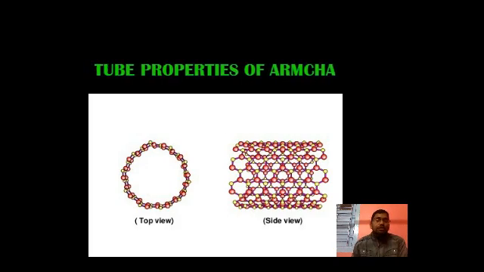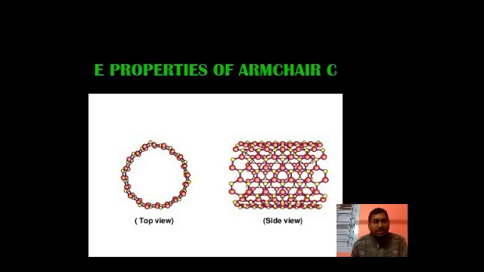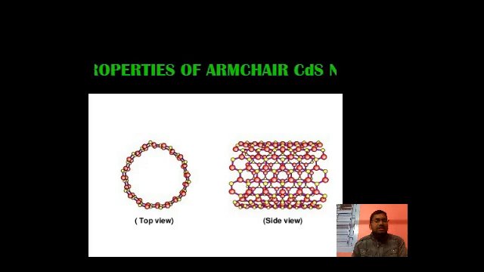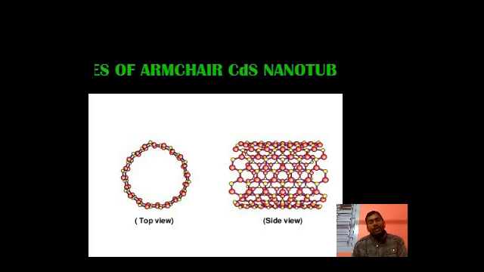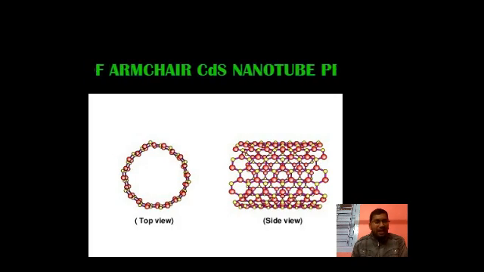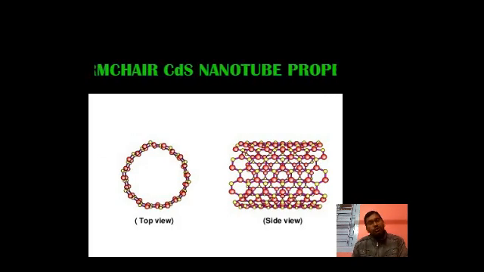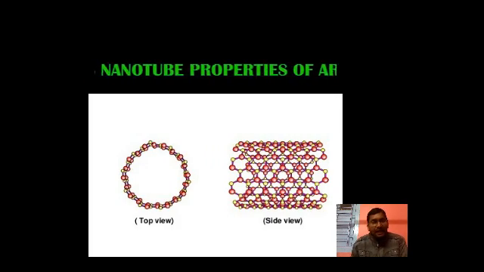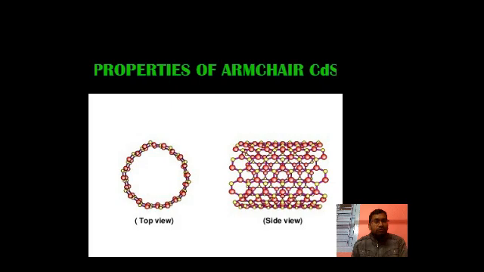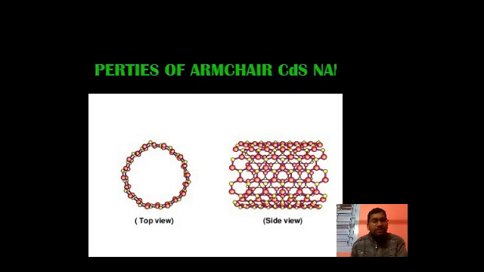Now to obtain a relaxed nanostructure we have to optimize it using standard DFT packages known as VASP, or there are other packages. We have used VASP to relax it, and after relaxation we get this tube-like structure, which is almost cylindrical. Now we will see some of its properties.